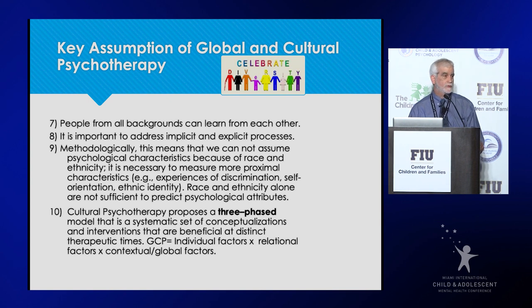Obviously, I believe it's important to address both explicit and implicit processes. And methodologically, this means that it's not enough to just measure race and ethnicity. We cannot just assume that because somebody is from a specific cultural background, he or she is going to present some particular characteristics. We need to measure those characteristics. We need to find out who they are so that we can develop interventions that are going to be more helpful for them.